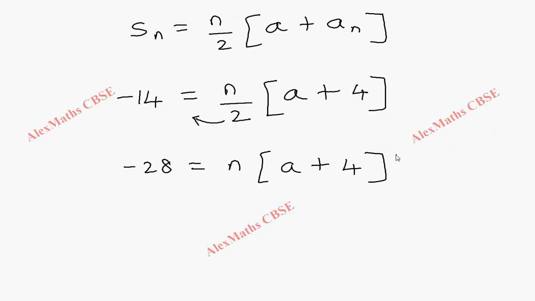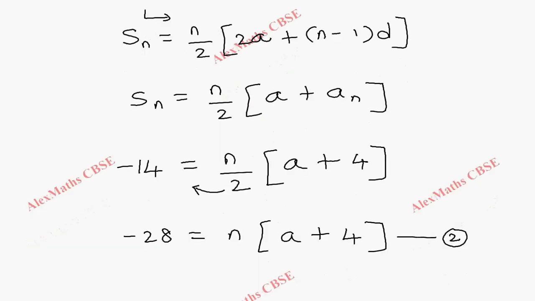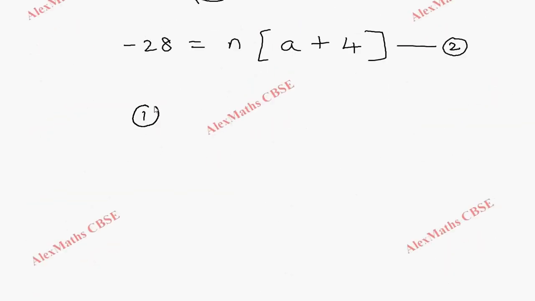If I take this as the second equation, I have to substitute from the first equation the value of a. I can take a, which is 6 minus 2n. So from the first equation, the value of a is 6 minus 2n. So we have taken the value of a as 6 minus 2n. We are going to substitute in the second equation. So substituting 1 in 2.